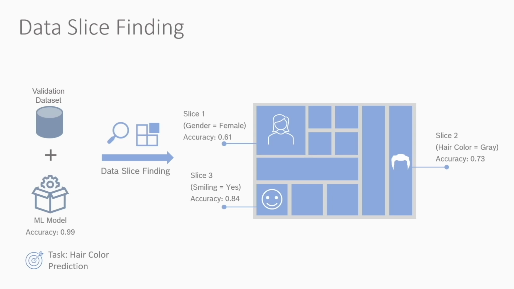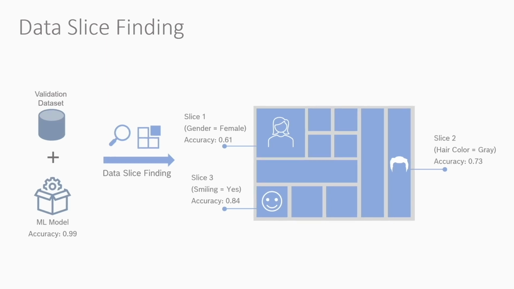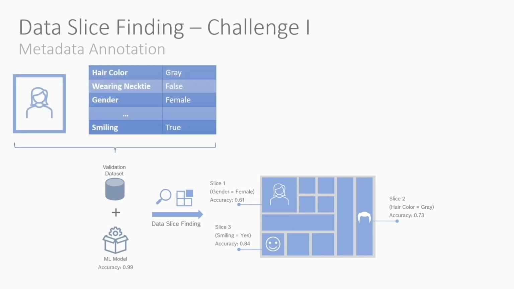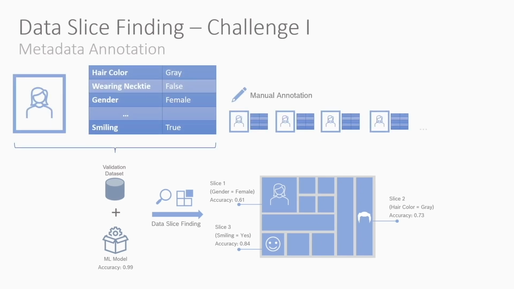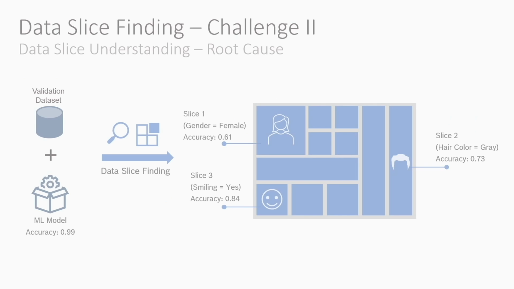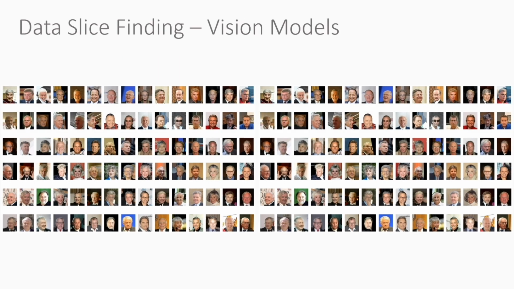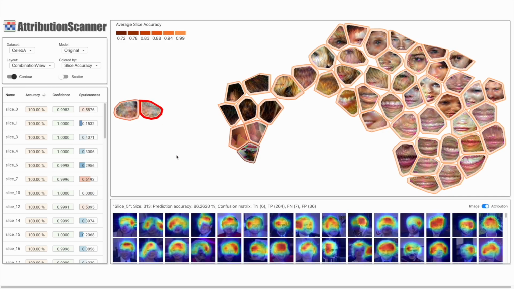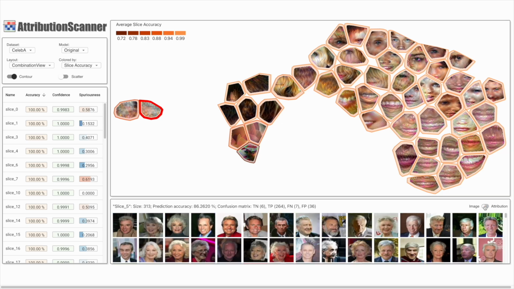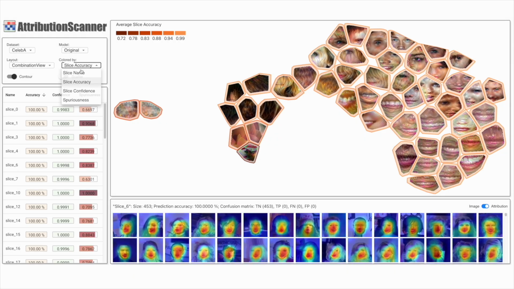However, data slice finding still faces some challenges. It can be expensive and time-consuming to get the metadata you need to calculate the slices. Furthermore, it takes a lot of time and effort to figure out the root cause for the data slices problems with current methods. These challenges are particularly difficult for vision tasks, where the data is unstructured and doesn't always contain metadata. We propose AttributionScanner, a visual analytics solution to validate image classification models.